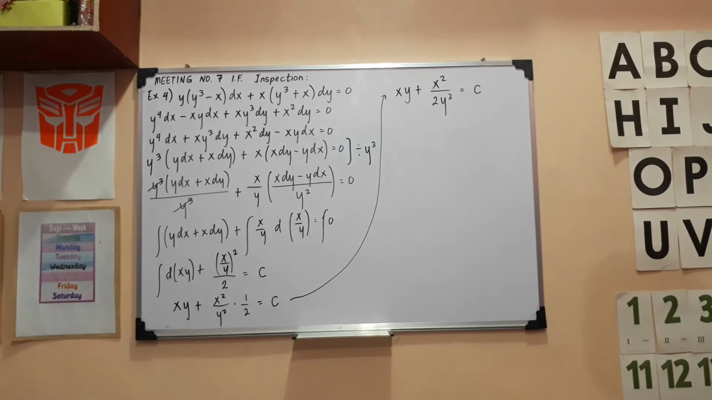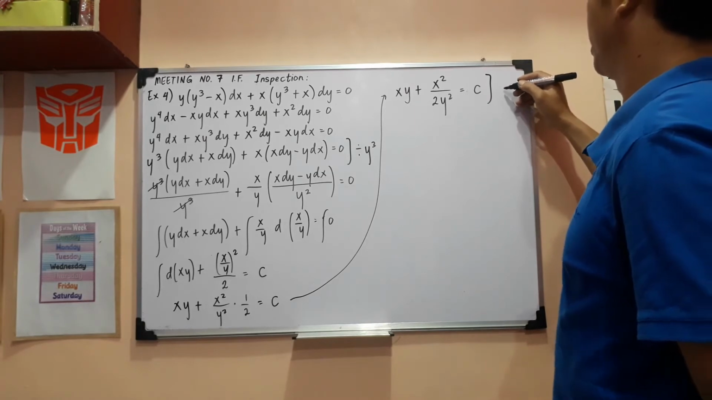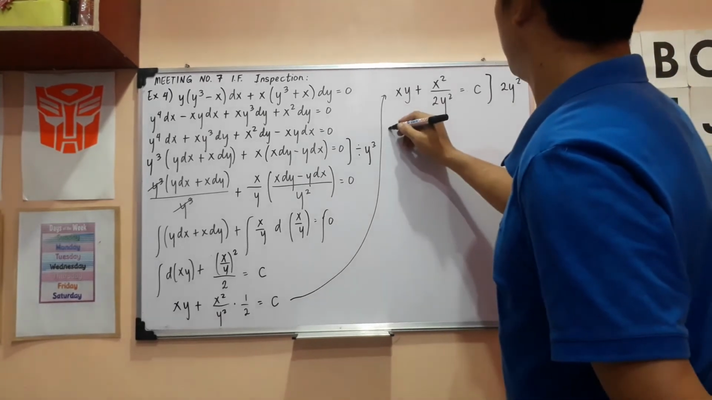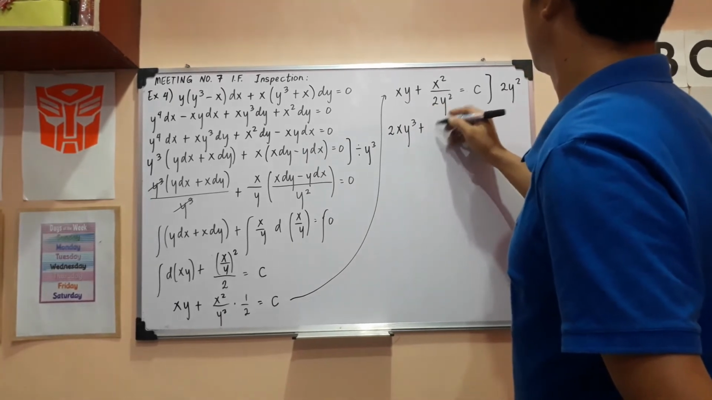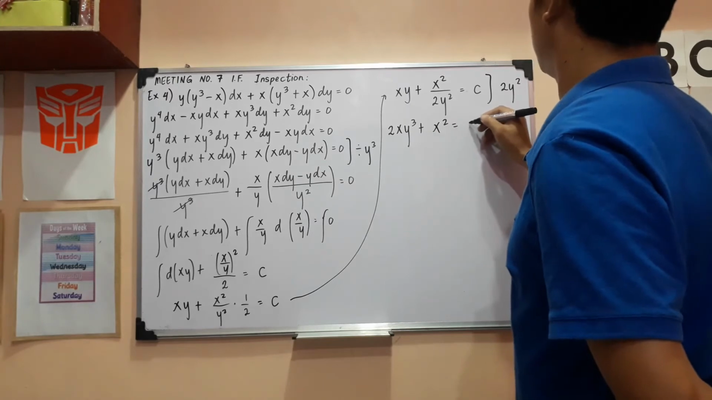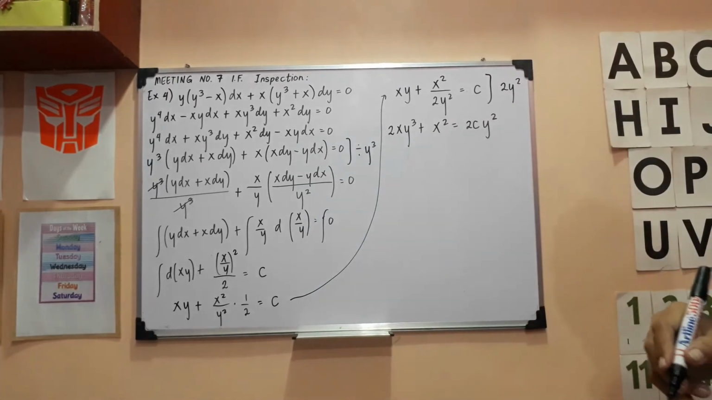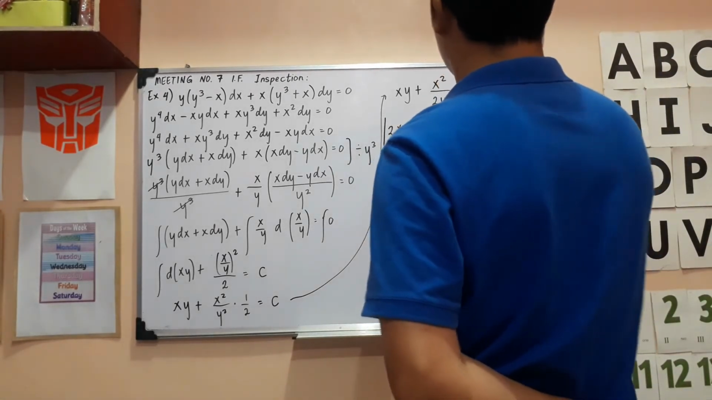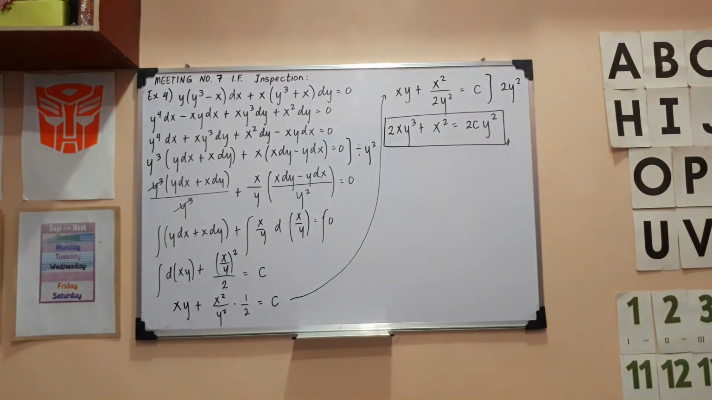So, wala ba tayo nakalimutan dito? Okay? So, I will multiply this by 2y square. Okay? So, I have here 2xy cube plus x square is equal to 2cy square. So, ito yung ating final answer. Okay? For example number 4.